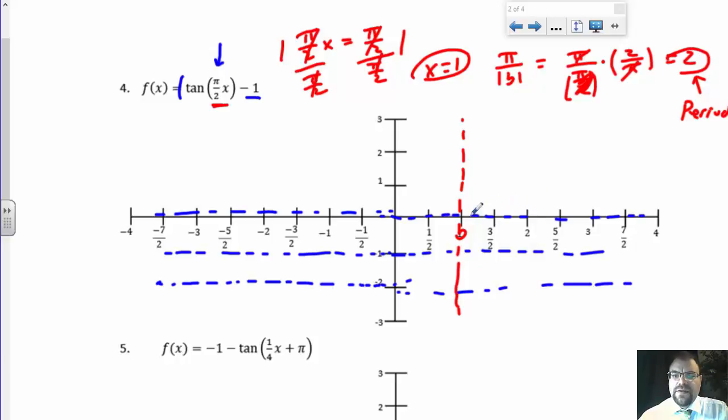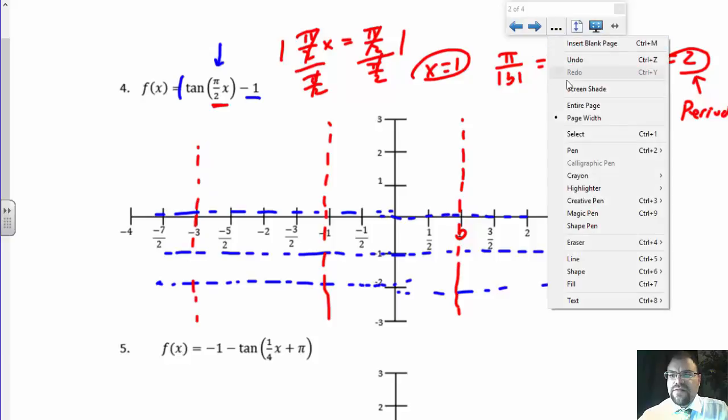A space of 1 is what? From 1 to 2, that's 1. So we go 1, 2. So we're at 3 now. It's 2 more than 1. We go 2 this way, 1, 2. 2 this way, 1, 2. And we have the asymptotes.